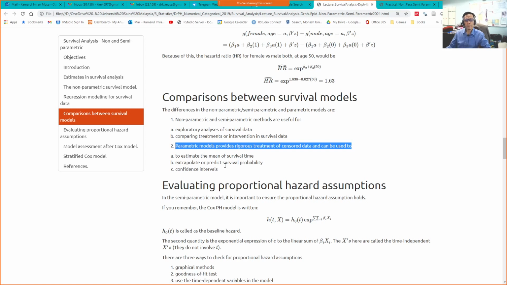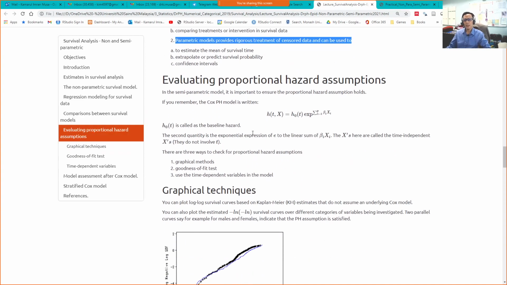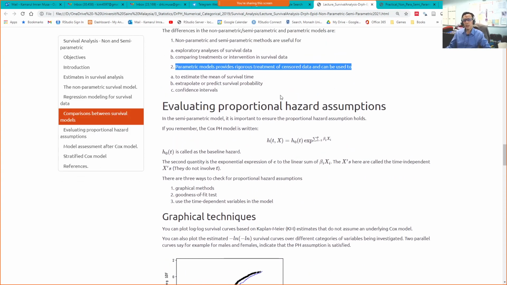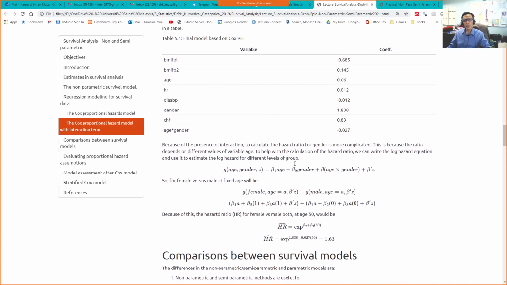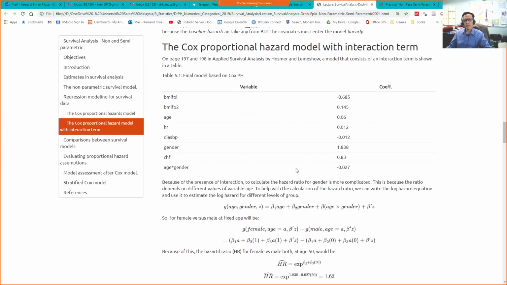This can also do confidence intervals. This one also can give you confidence intervals. But a parametric model is more special because we specify the distribution of the hazard, and because of that we can estimate the mean, the median time, or the survival time better.